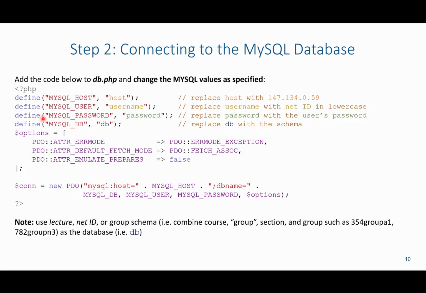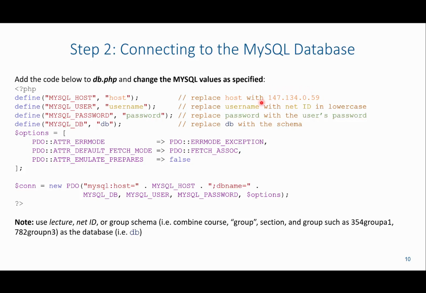This is another way of defining variables in PHP. We'll create a variable called MySQL host, another called MySQL user, another called MySQL password, and another called MySQL DB. The host in this case is going to be the host of my web server, and I ask that you use the IP address of my web server.